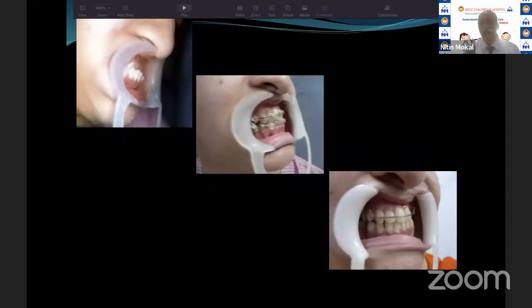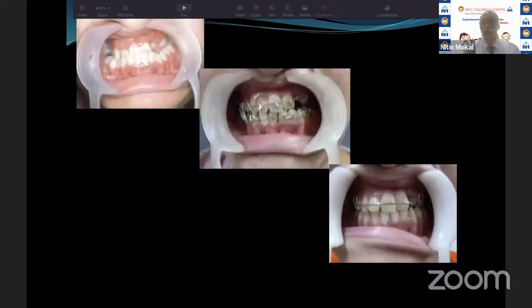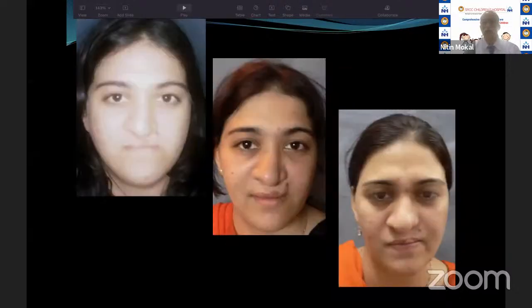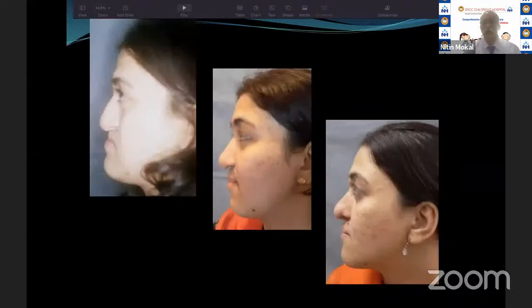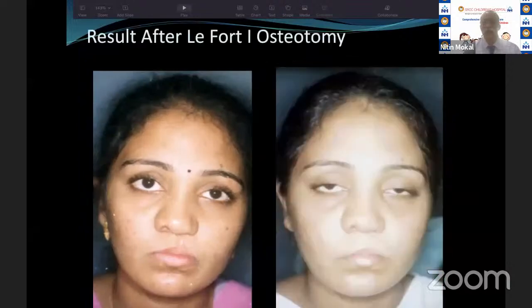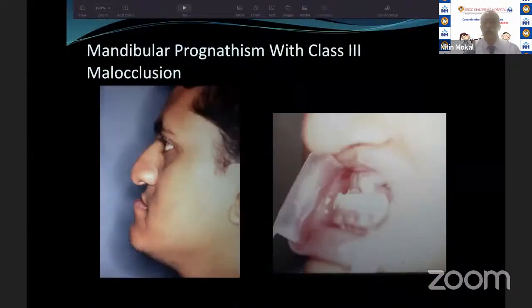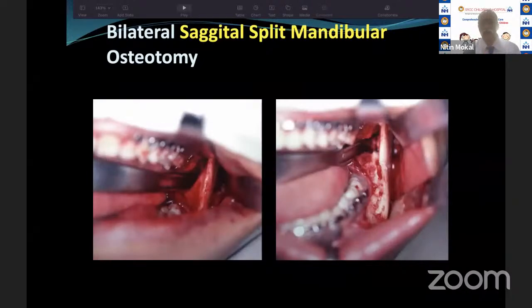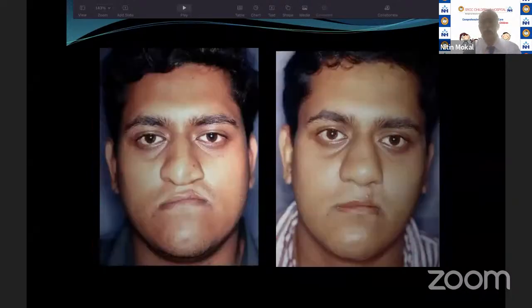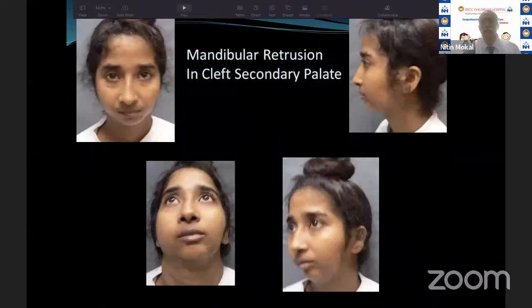So this is the pre-op and the post-op correction of the jaw deformity. And this is another pre-op and post-op. You can see that a good profile is corrected. Another patient with a jaw deformity is realigned with the help of maxillofacial surgery. Sometimes we cannot operate on the upper jaw because of the lack of scarring. In that case, we do only the lower jaw, cutting the lower jaw and bringing the jaw backward, called a BSSO, setback surgery. You can see that the profile and the jaw deformity get corrected.